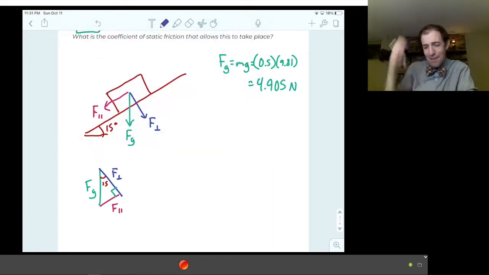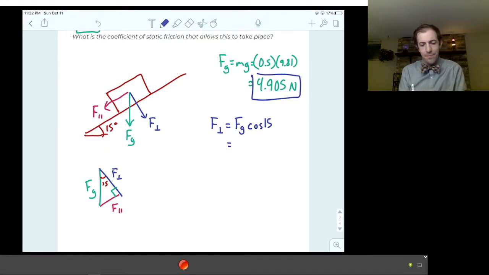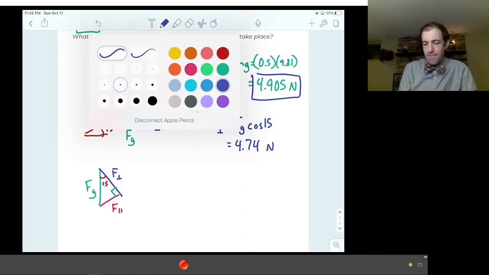Which means I can solve for F perpendicular. F perpendicular is just equal to the force of gravity times the cosine of 15. And the force of gravity we just found was 4.905 times the cosine of 15 gives me a perpendicular force of 4.74 newtons.